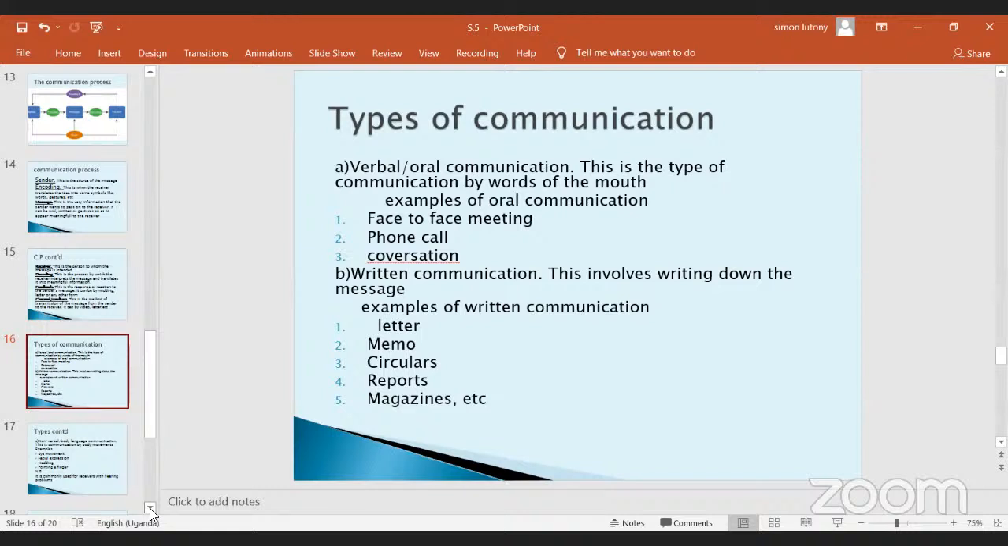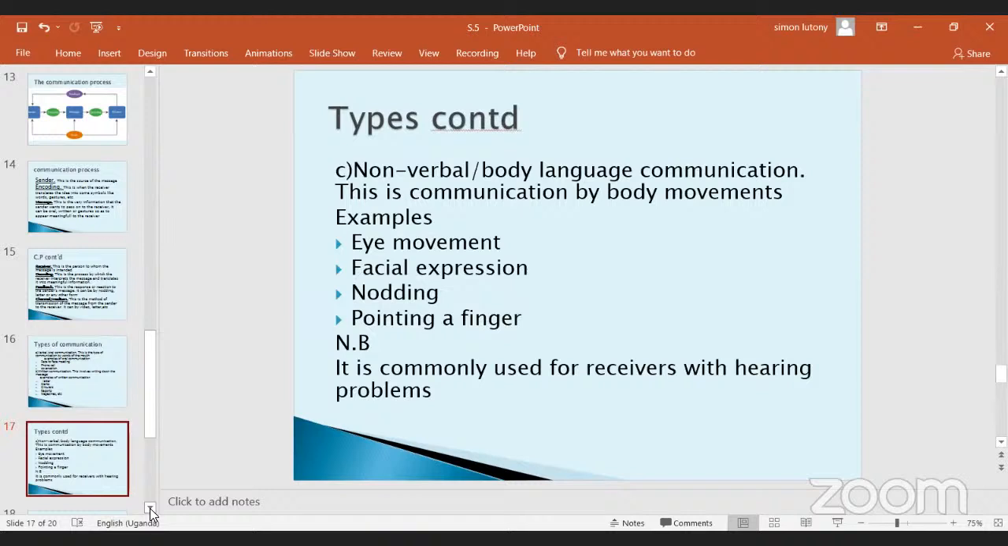Some people just touch their ears. Some touch their nose or their mouth. All that is information being passed on. Take an example. If I ask you, have you taken lunch? And then you just nod your head upwards. What will that signify? That means yes. It means a yes.